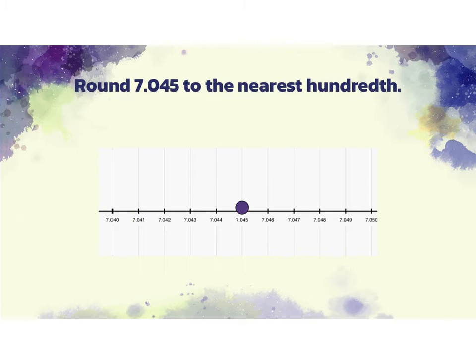Let's round 7 45/1000 to the nearest hundredth. On my number line, I can see that 7 45/1000 is between 7 40/1000 and 7 50/1000. It's right in the middle. If our number that we are rounding is right in the middle, we always round up. So 7 45/1000 would round up to 7 50/1000.